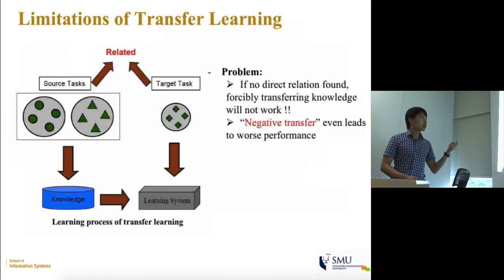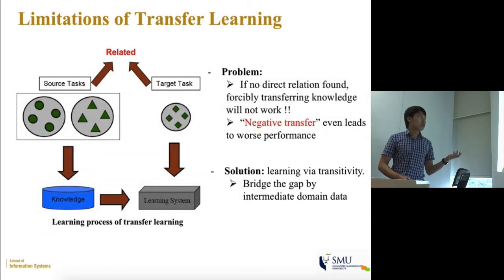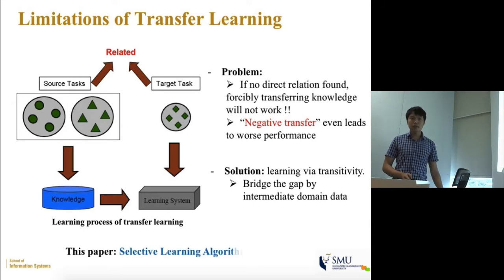The idea for the solution to resolve the limitation of transfer learning is the same as the first paper, which is to use transitive learning, and specifically they try to bridge the gap between the source domain and the target domain via some intermediate domain data. This was the previous problem, which was addressed in the first paper as well. And in this paper they propose a transfer learning algorithm. They name it the selective learning algorithm.